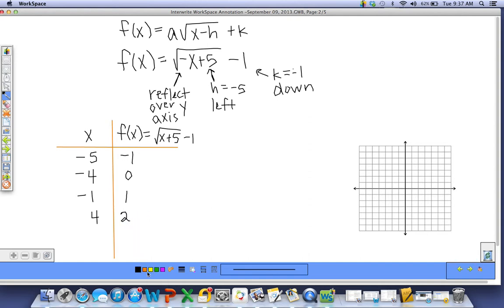Okay, I'm going to plot this in this orange color. So we are at -5, -1. We're at -4, 0. We are at -1, 1. And we are at 4, 2. Now, I'm not going to worry about connecting this yet. The next thing we have to do is flip this over the y-axis.